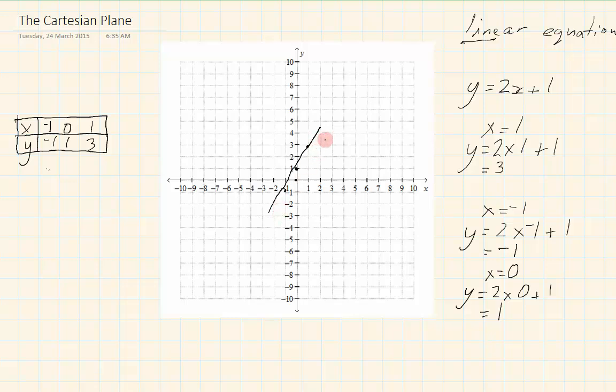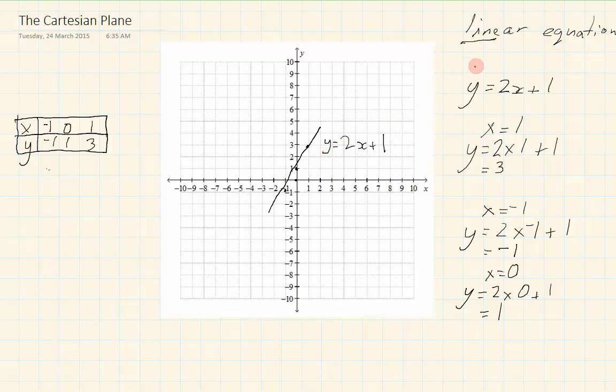And often we write the equation that we're using, our linear equation, right next to the line. So y equals 2x plus 1. Okay, so that's why we call them linear equations, because when you plug in x values, you get a y value, and from those coordinates, you can then draw a straight line.